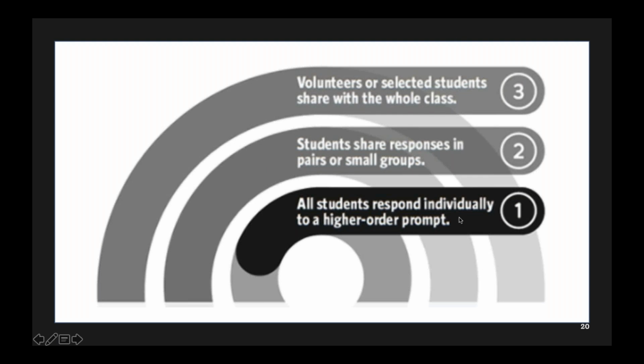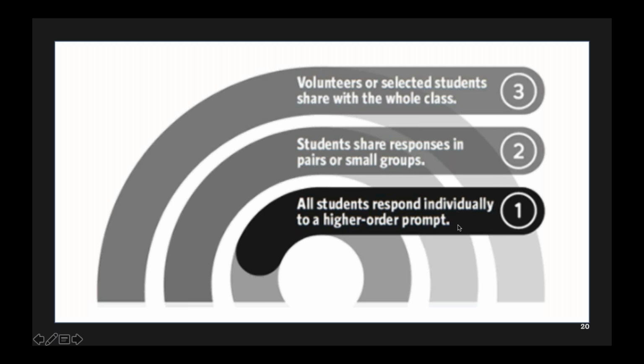Step 1, all students respond individually to the higher order prompt. That might be on a walking whiteboard, it might be in a quick write, it might be in their head. But in some way, all students, we pause, and all students have the opportunity to think about the question or the prompt. Step 2, students share their responses in pairs or small groups.